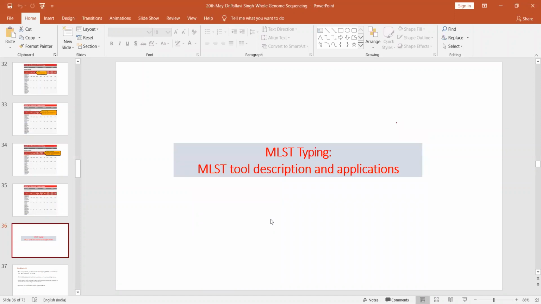There are many types of strains. So the MLST tool is the multiple locus sequence typing tool. This tells me the strain type of the unknown bacteria.